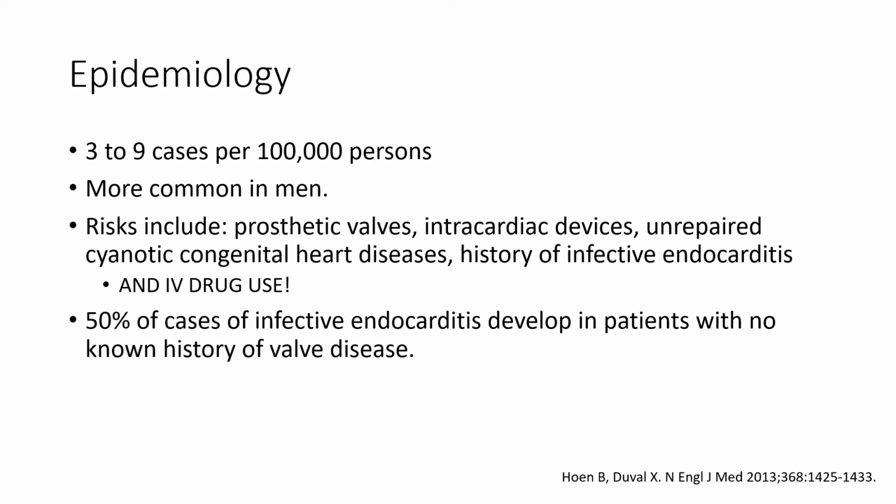Endocarditis is relatively rare. It's estimated at about 3 to 9 cases per 100,000 people. It is more common in men. Risks include the things we talked about: prosthetic valves, an intracardiac device like a pacemaker, for example, unrepaired congenital heart disease, or history of endocarditis. Also, IV drug use, as we'll go over in the next couple slides, is a huge risk factor for endocarditis. As you can imagine, if you're injecting bacteria directly into your bloodstream, along with maybe little bits of foreign material that might cause damage to your heart valve, you're at high risk for endocarditis. But again, as we said before, 50% of cases develop in patients with no known history of valve disease.